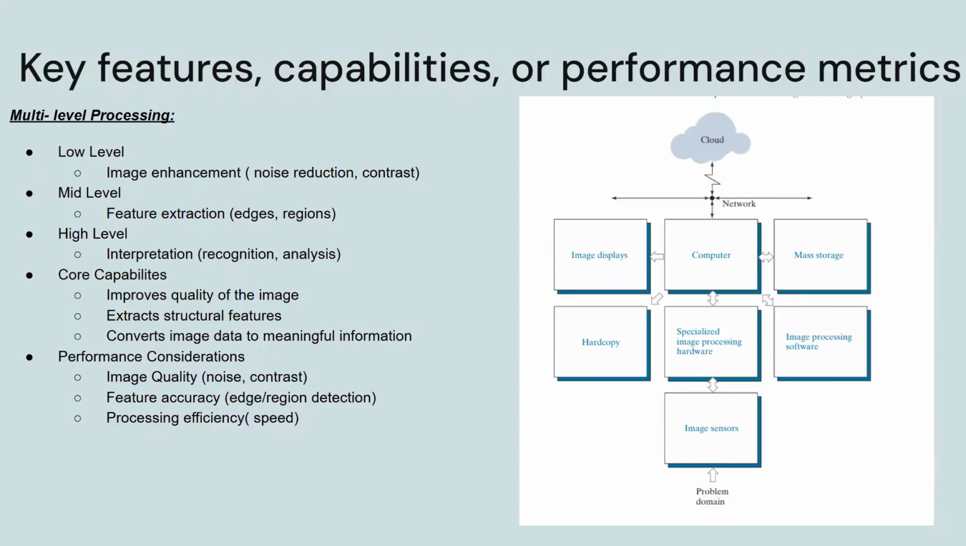General characteristics. There are a couple of different tiers for our specific characteristics. With low level, there's image enhancement, which includes noise reduction and contrast; mid level, which has feature extraction, such as edges and regions; and then high level interpretation, which has image recognition and analysis. There are also a couple of core capabilities that we have to include, like the quality of the image and the extraction of structural features. And there are also some performance considerations like image quality, feature accuracy, and the processing efficiency or speed.